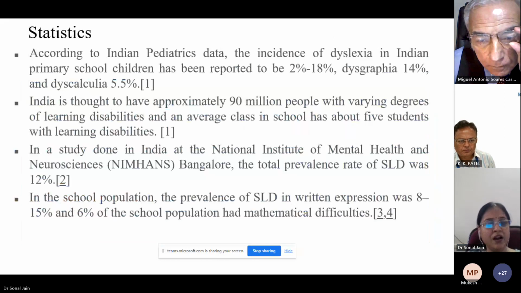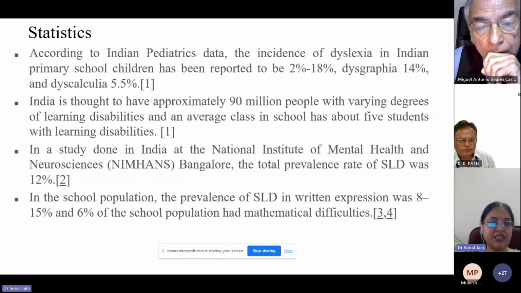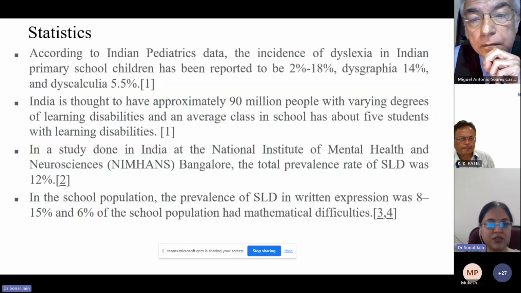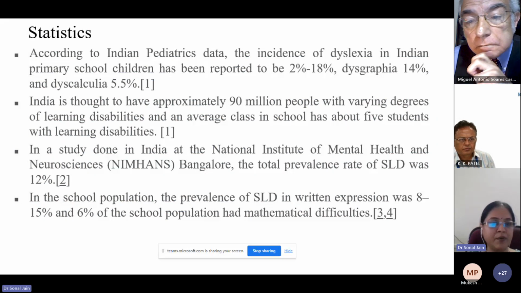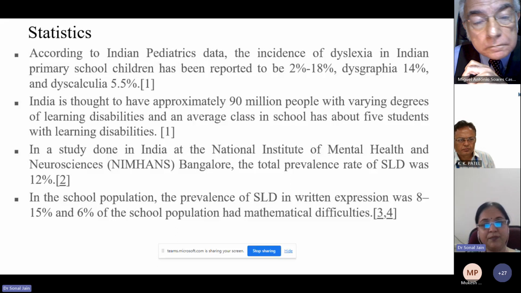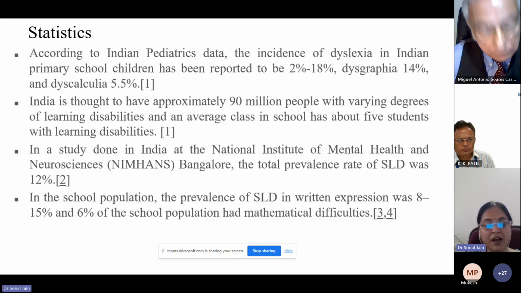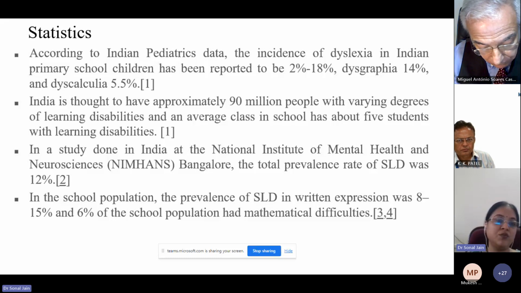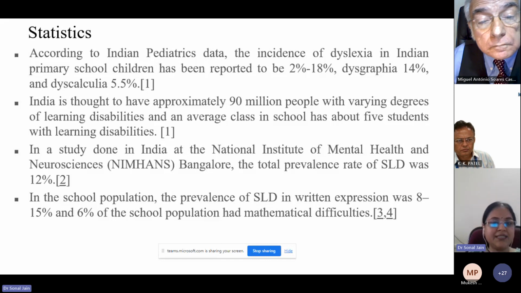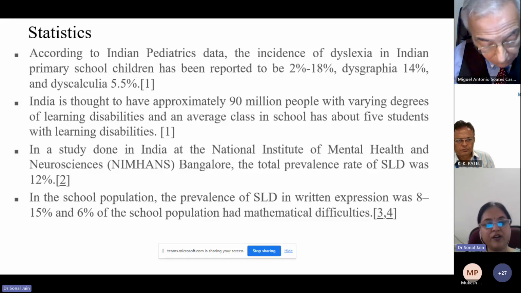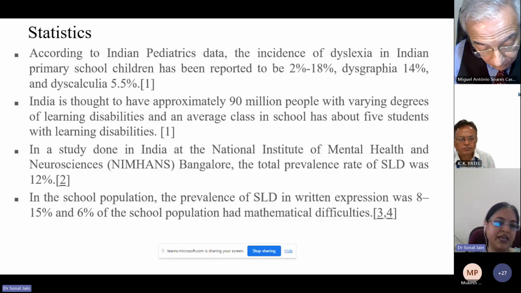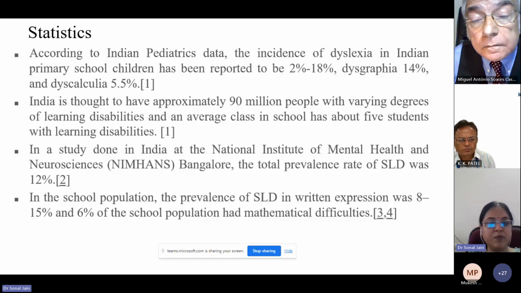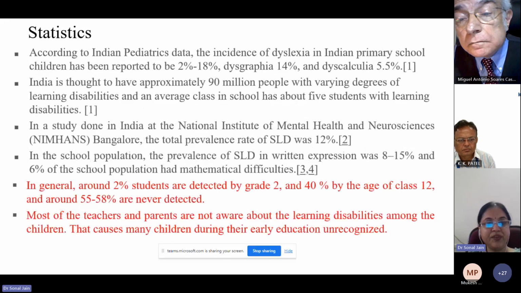The current scenario is alarming. The incidence of dyslexia in Indian primary schools has been reported at 2 to 18%, dysgraphia 14%, and dyscalculia approximately 6%. We have 90 million people with varying degrees of learning disability today, and every average class in a school has about 5 students with LD. NIMHANS did a study where the total prevalence rate of SLD is 12%, difficulties in written expression are 8 to 15%, and 6% of the school population has mathematical difficulties.